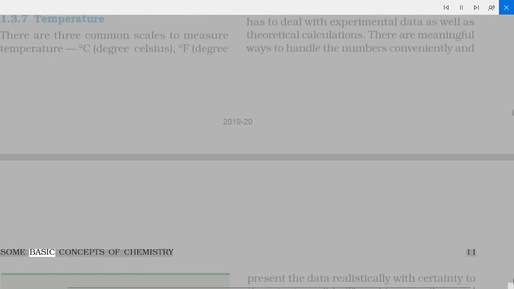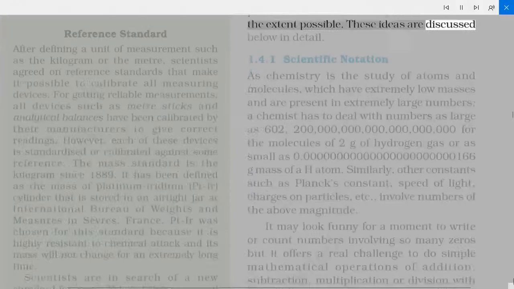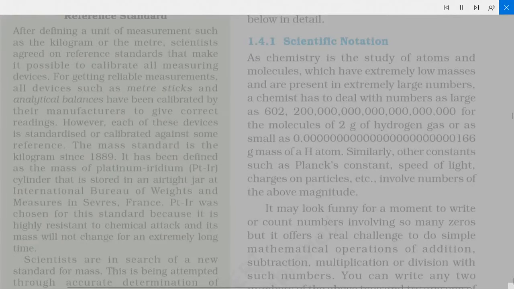Some basic concepts of chemistry. Present the data realistically with certainty to the extent possible. These ideas are discussed below in detail. Scientific notation.